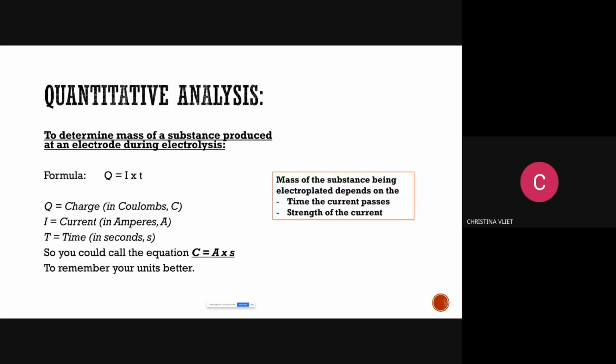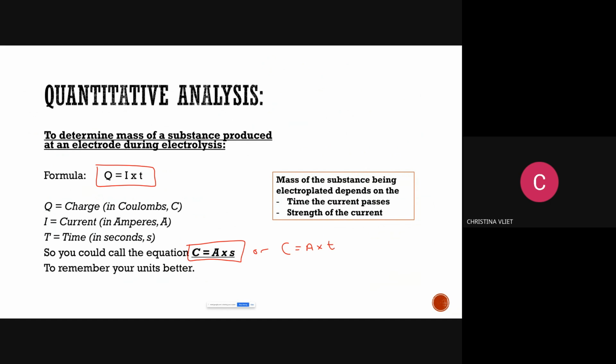All right, so determine the mass produced at an electrode during electrolysis. You can determine the mass that's being electroplated, or whatever you're producing, with this method. So this is the quantitative analysis part. This is called the QUIT formula. I remember it as something else because I'm a chemist and I like changing letters. I don't like the physics letters. So I remember it myself as the CAP formula.